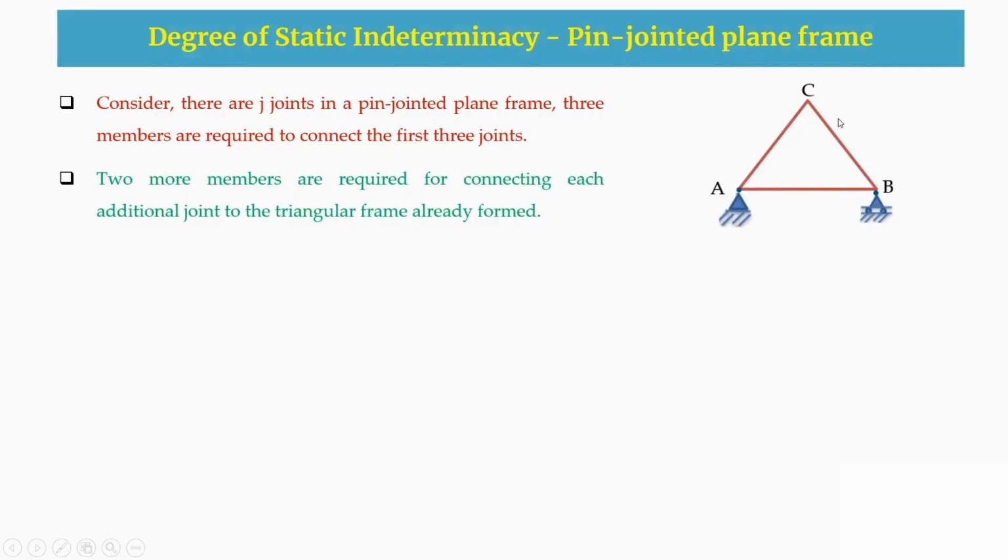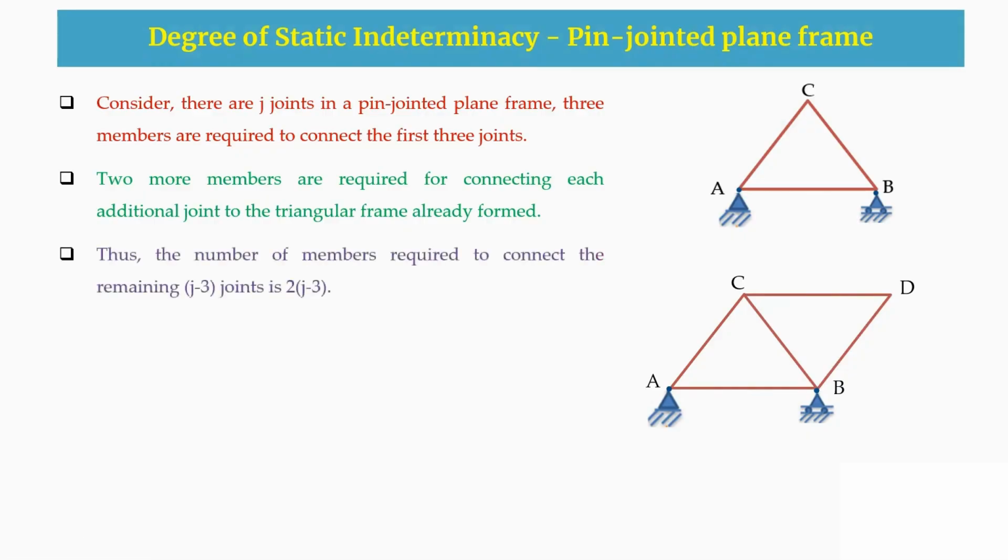Now we require 2 more members for connecting another joint. Suppose you take another joint here, I'm taking D as another joint. To join another 2 members, we require 1 joint for the already formed triangle. So here the triangle is already formed, and to join another 2 members, 1 joint is required. This is the D joint. Now I'm joining these 2 members to this already formed triangle. Now the number of members that are going to be connected to the remaining j minus 3 joints will be 2 into j minus 3.